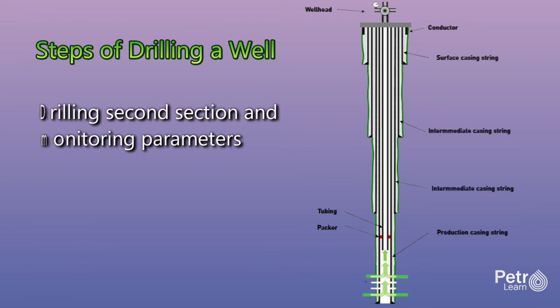Once the conductor casing is cemented, the next section begins. A smaller bit is run through the conductor casing to drill the surface hole, typically 17.5 inches in diameter, to a depth of 1,000 to 3,000 feet. This section penetrates shallow rock formations and must be drilled with careful control to avoid damaging freshwater aquifers.